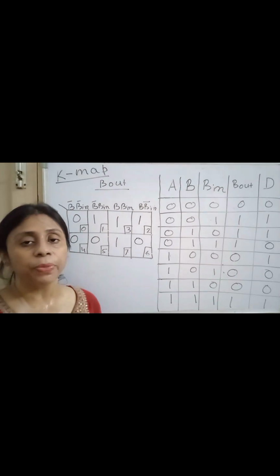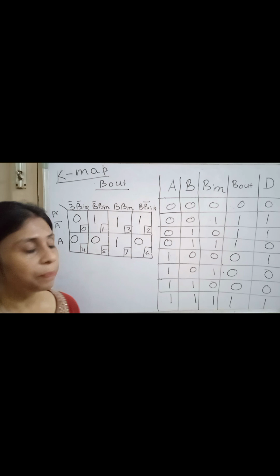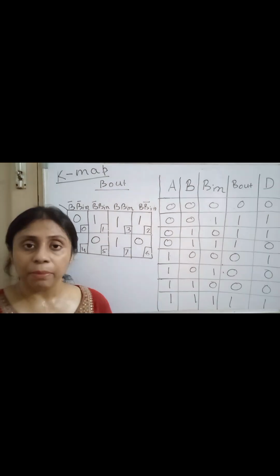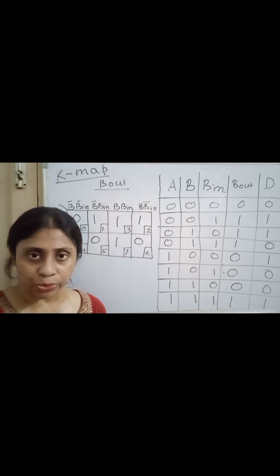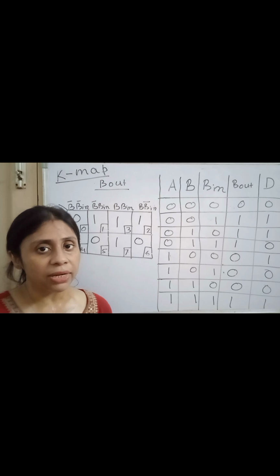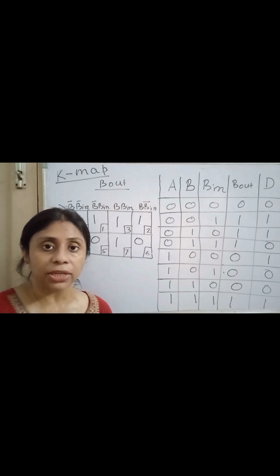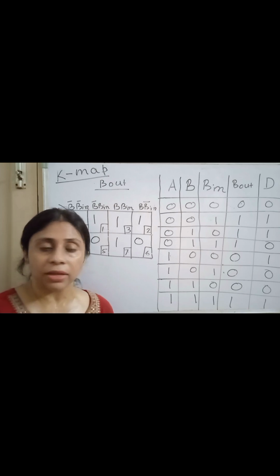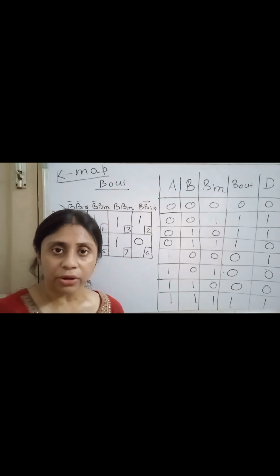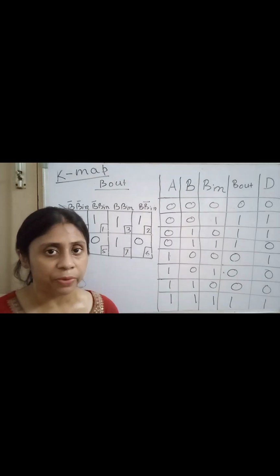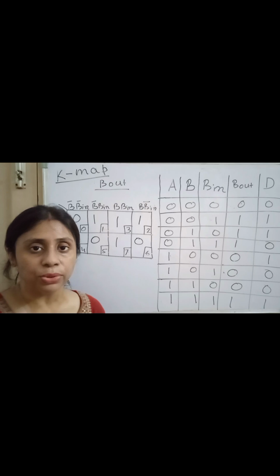Next, what we have to do? We have to group them up. So see how to group them. What are the rules for grouping? The number of ones should be in power of 2. They should be in horizontal or vertical orientation and in consecutive positions. There should not be any position gap. And diagonal ones cannot be in a group. And if ones are not in power of 2, they cannot be in a group, right? Now, following all these rules of Kmap grouping, we need to group them.